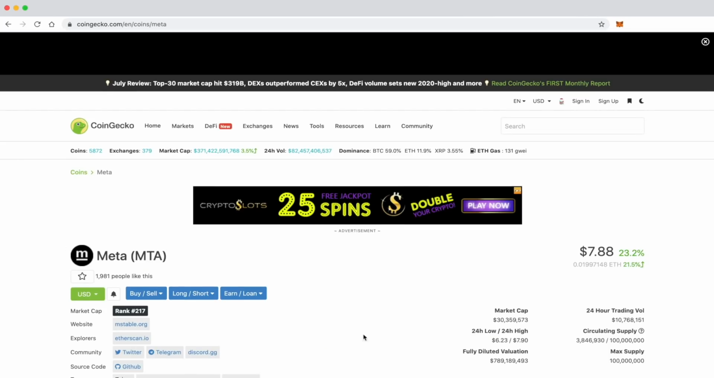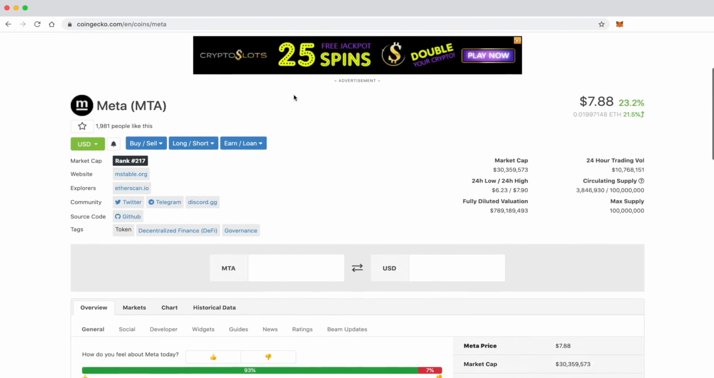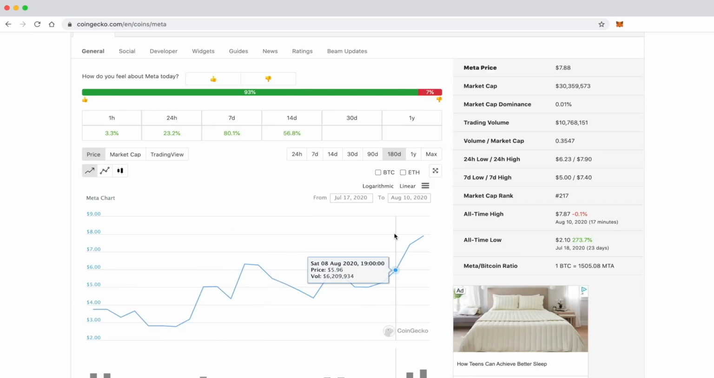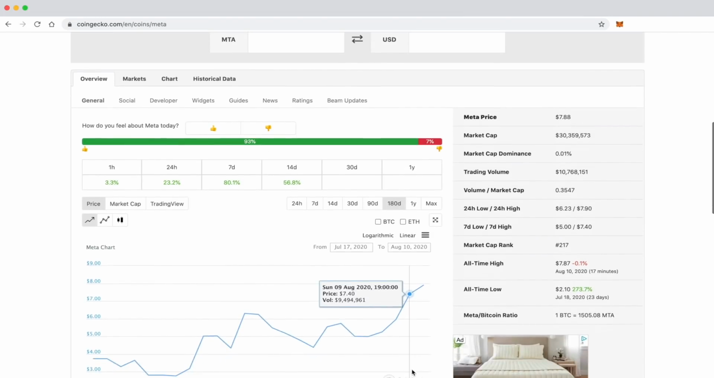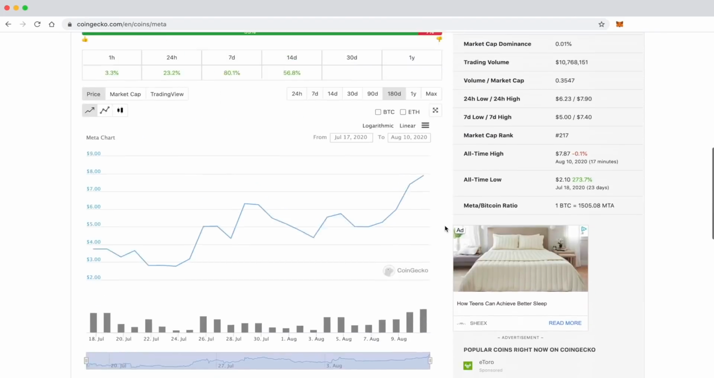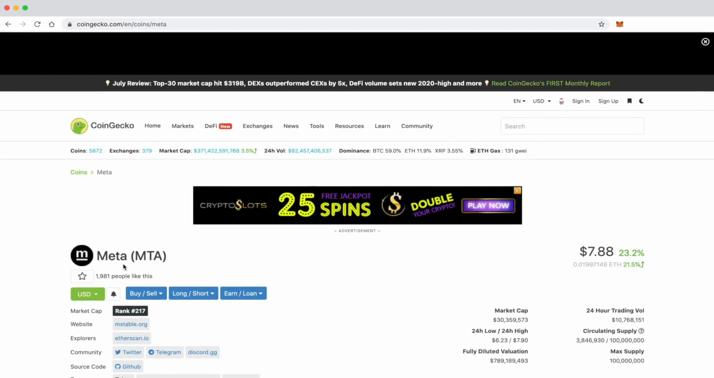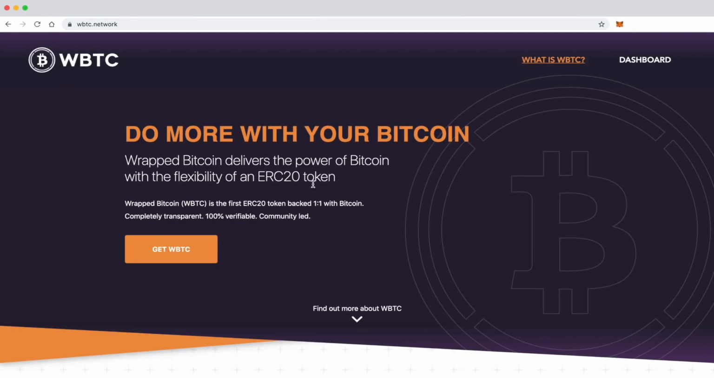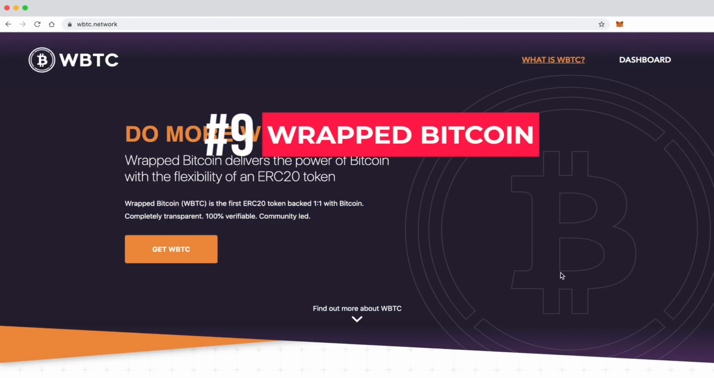So Meta, MTA, is mStable's protocol token. So it's their cryptocurrency. And this is one that I'm going to be watching for sure. A lot of people like to find cryptocurrencies that are under $100 million market cap, and that's definitely the case here. Okay, so of course, this is not financial advice. I'm not telling you to buy Meta. I don't know what's going to happen with the price in the future, but this is definitely one to keep your eye on. So project number 9 is Wrapped Bitcoin, or WBTC.